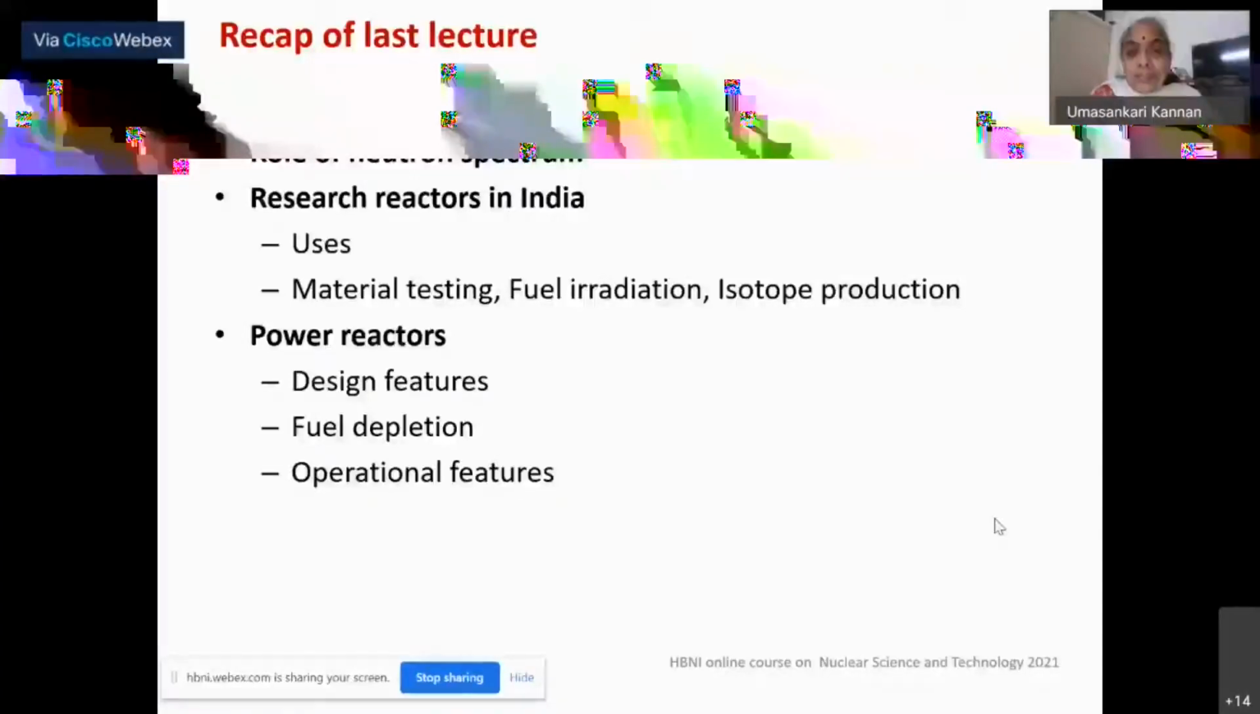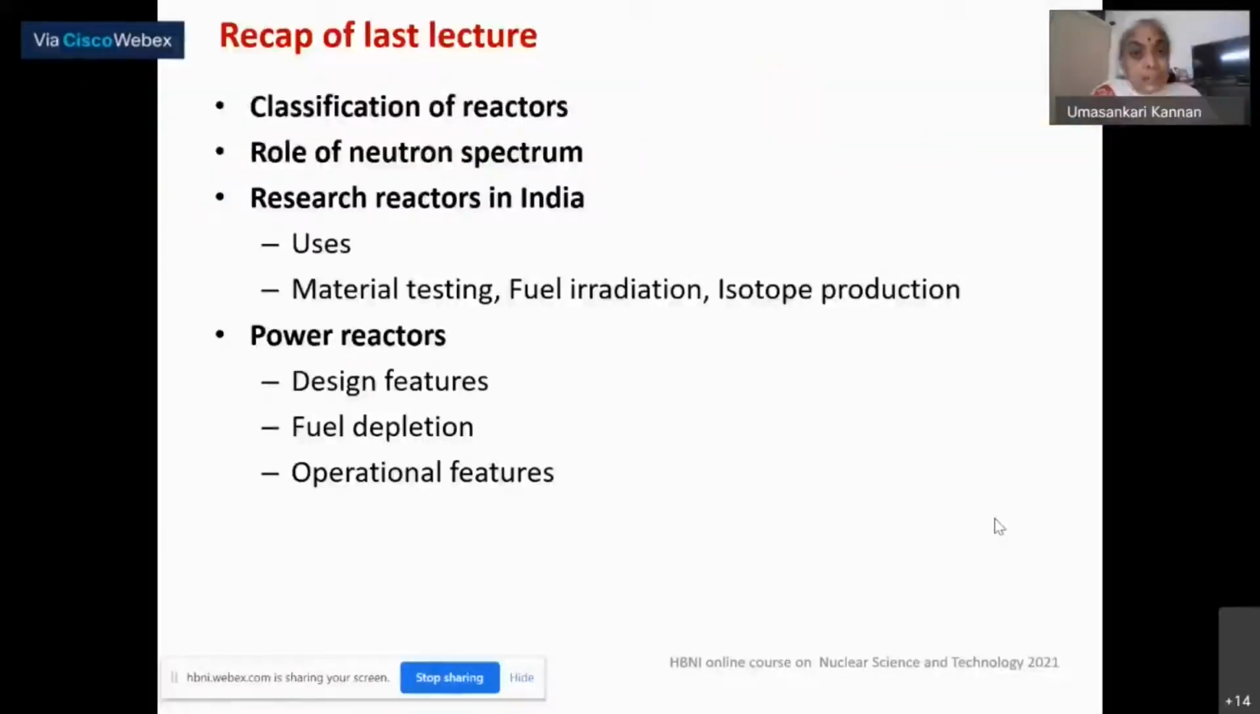Then we discussed the role of the neutron spectrum, how thermal a thermal reactor is, and the ratio of the epithermal neutrons to the thermal neutrons. In a PHWR, for example, you have more neutrons in the thermal energy range, whereas in a fast reactor, you will have more in the fast energy range.